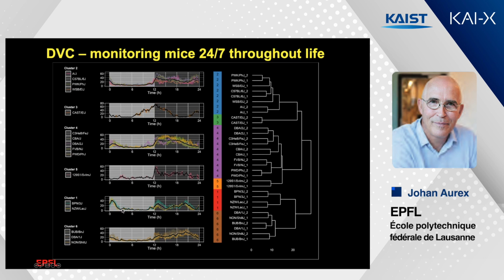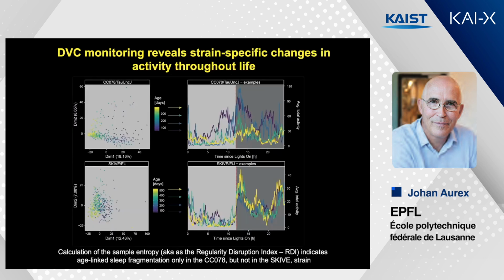And so we have very, very detailed behavioral activity monitoring. But this is just a snapshot. This is cross-sectional at one time. But what we actually can do is we can do this continuously throughout life. And we calculate sample entropy, which we call the regularity disruption index, which indicates age-related sleep fragmentation.